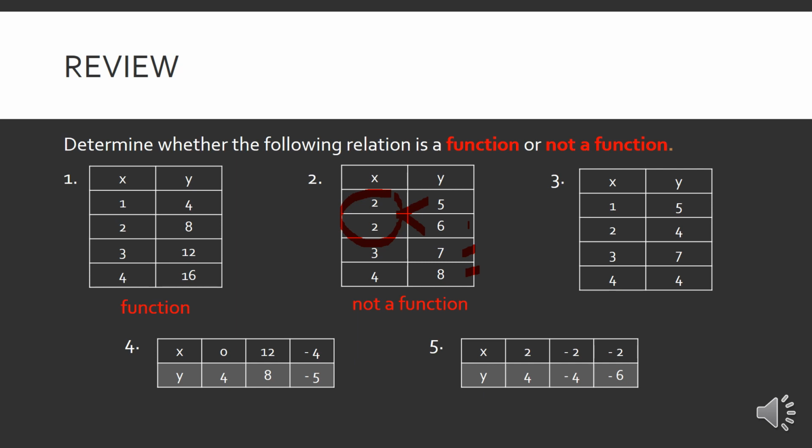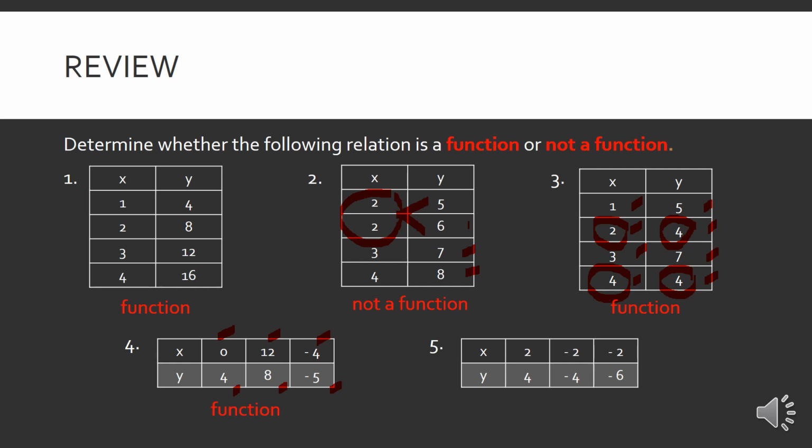3. X is equal to 1, 2, 3, 4. Y is equal to 5, 4, 7, 4. So we have varied values for x, which are 2 and 4, that give the same value for y, which is 4 and 4. And that is a function. 4. X is equal to 0, 12, negative 4. Y is equal to 4, 8, negative 5. Function.